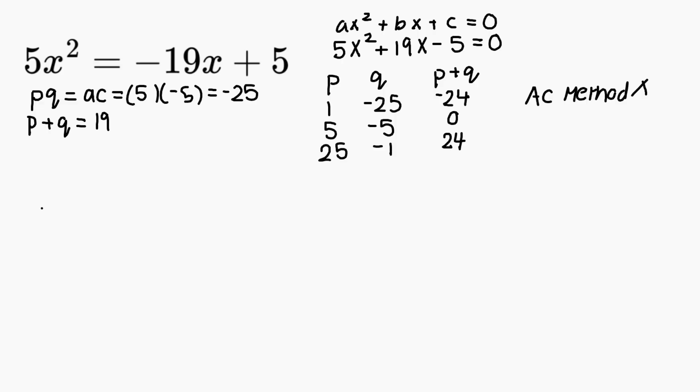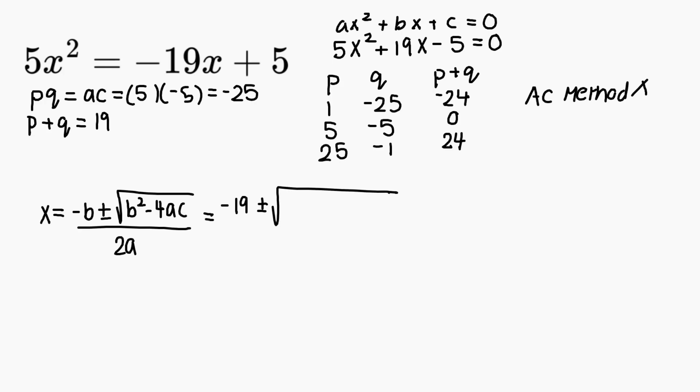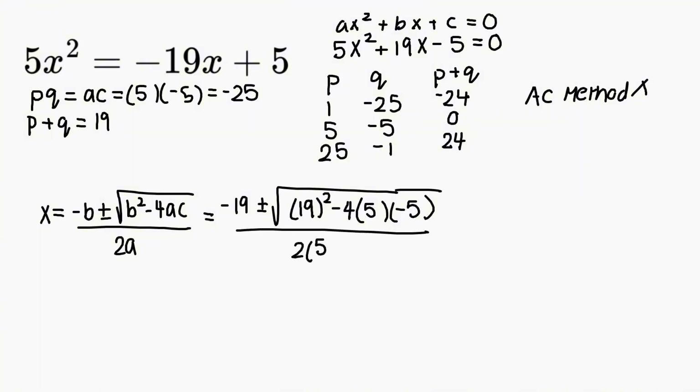The quadratic formula is x equals negative b plus or minus the square root of b squared minus 4ac over 2a. So now, let's plug in our values. This gives us negative 19 plus or minus the square root of 19 squared minus 4 times a, which is 5, times c, which is negative 5, over 2 times 5.